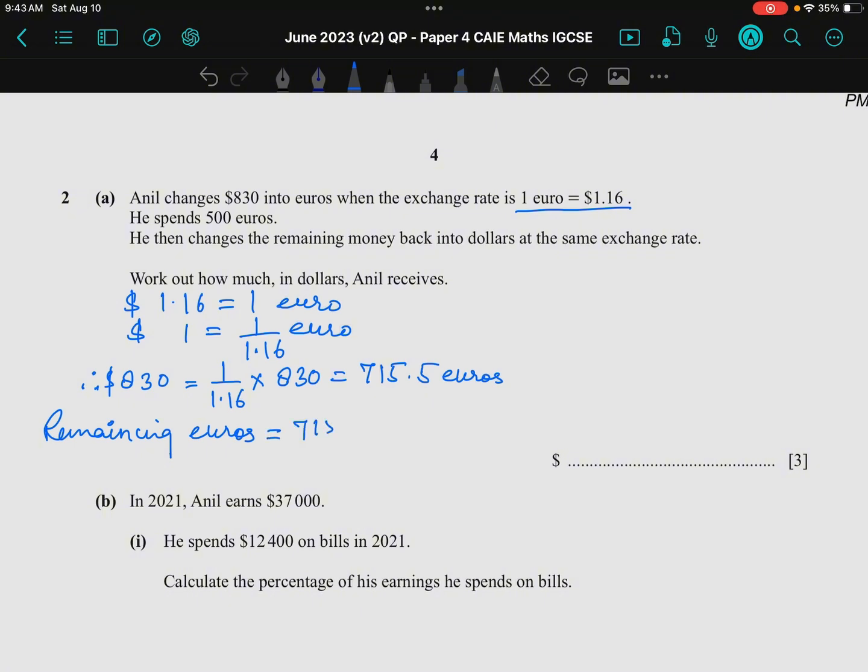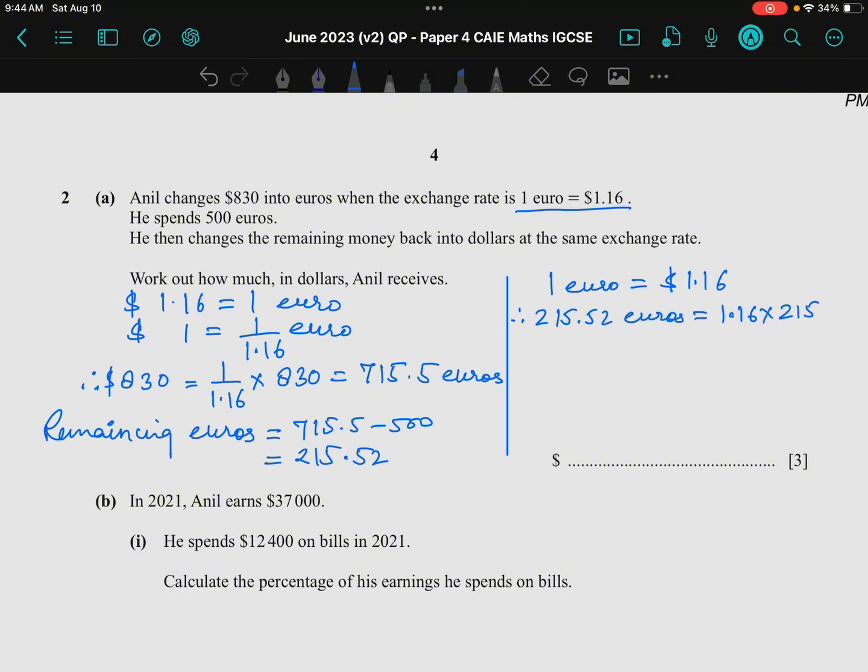Now first of all we will find the remaining euros, because he is spending 500 euros. So 715.5 minus 500 will give me 215.52. So now again converting back into dollars. So 1 euro is equal to $1.16. Therefore 215.52 euros is equal to 1.16 into 215.52, which will give me $250. Answer.